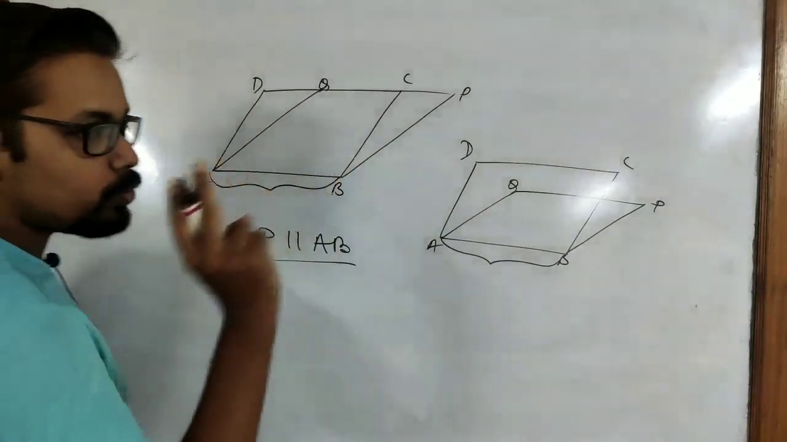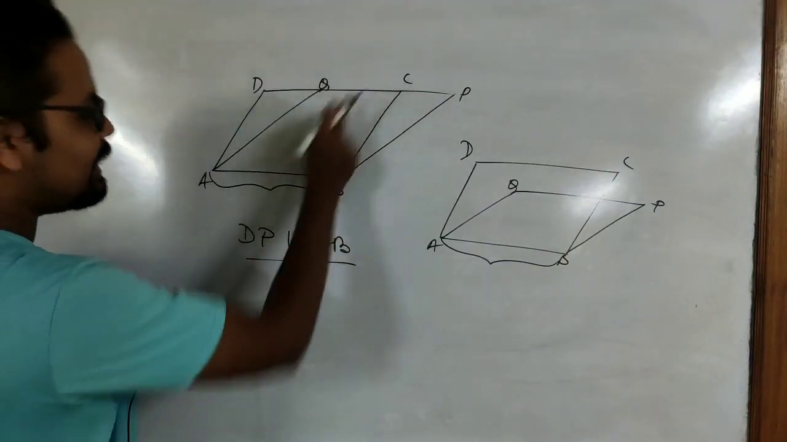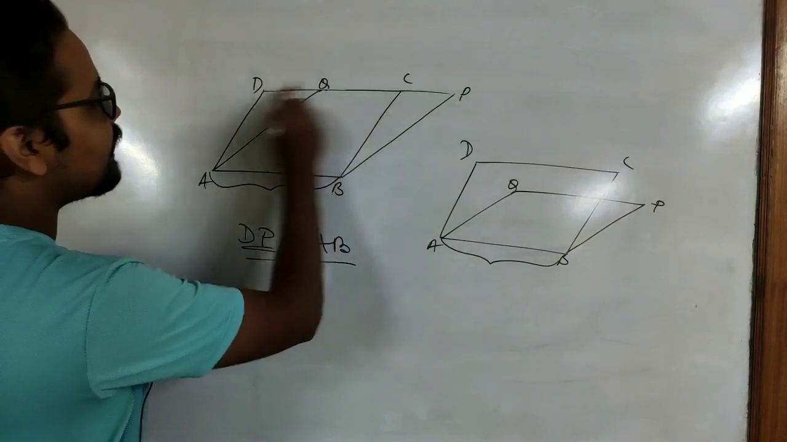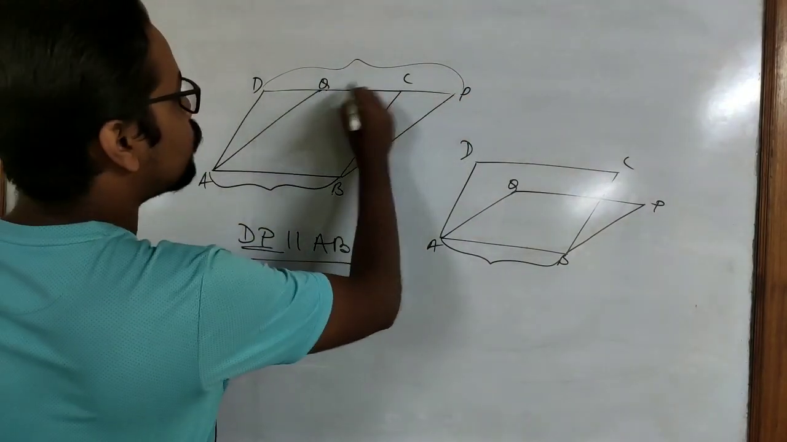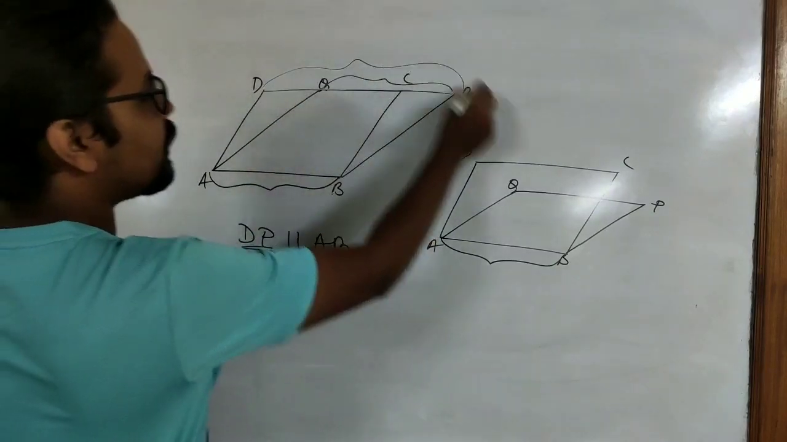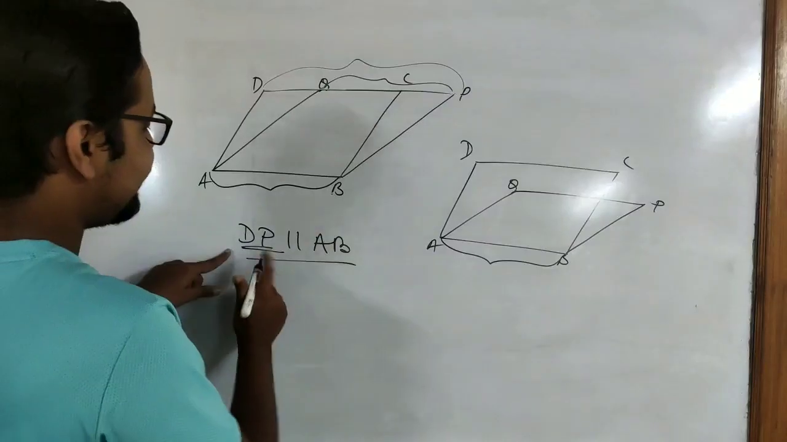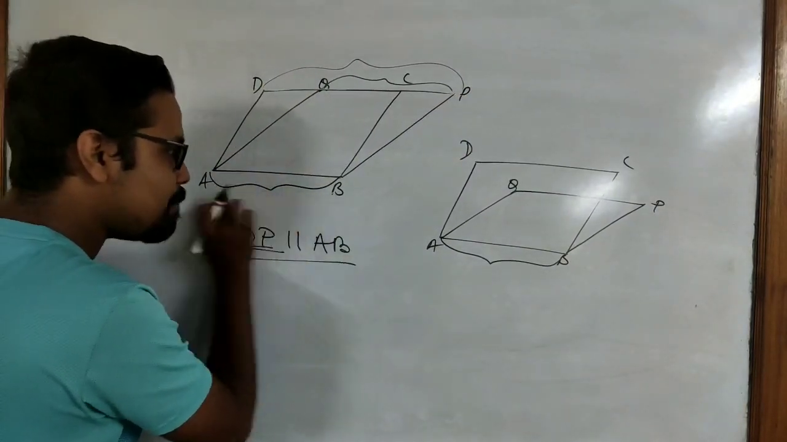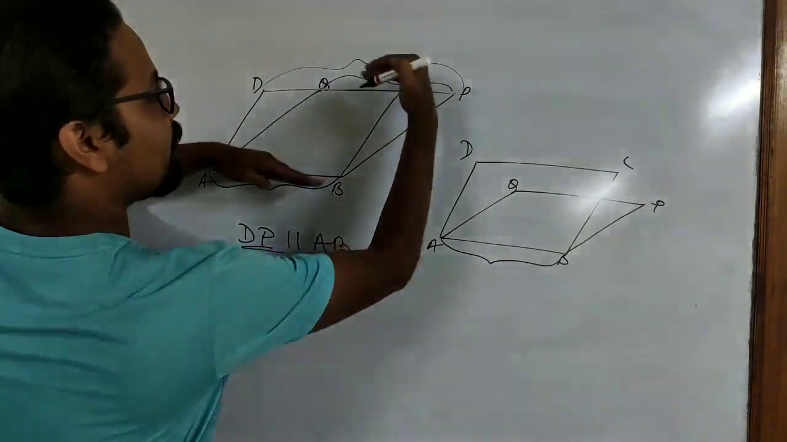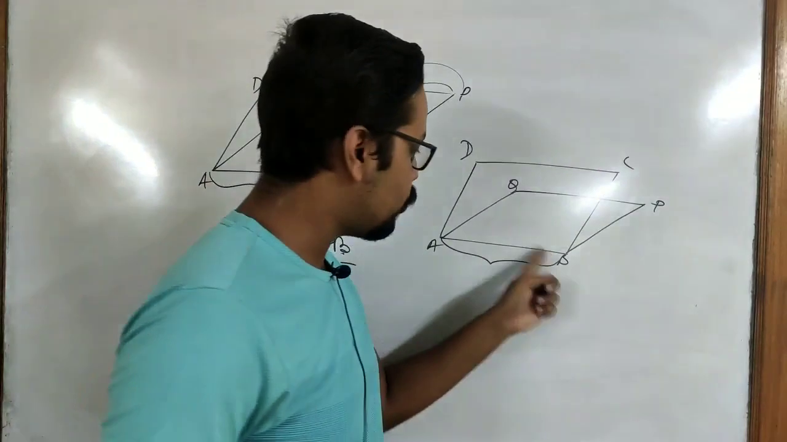So the two parallelograms are ABCD. Now does CD lie in DP? CD lies in the parallel line DP? Yes, of course. PQ, this part also lies in the parallel line DP. So that means we can say that ABCD and ABPQ, they both lie on the same base and between the same parallel lines. Which parallel lines? DP and AB.